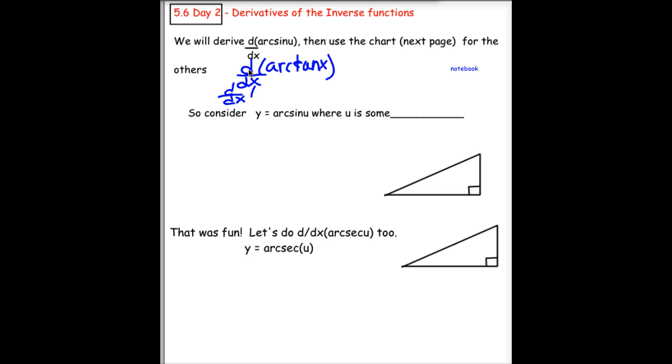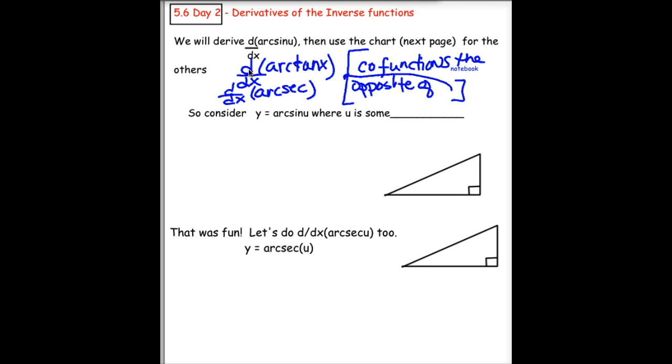And the 3 that we're going to derive are the 3 non-cofunctions, because if you look at the chart on the next page, the cofunctions are just opposites. So cofunctions, for example, arc cosine's derivative, arc cosecant's derivative, and arc cotangent's derivative are all just the opposite or negative of these over here. So we're going to go and derive the model for finding the derivative of arc sine.